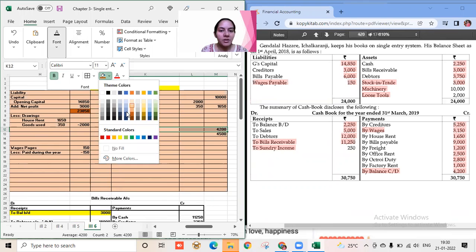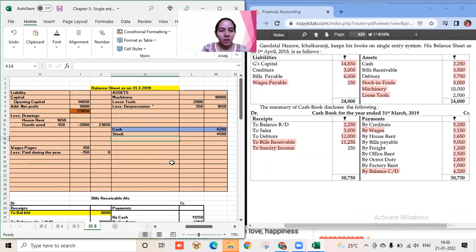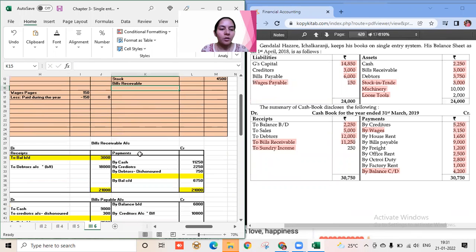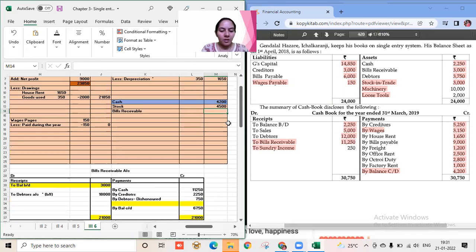We can check according to the opening balance sheet. Then have we written bills receivable? No. So let's write down bills receivable. Where will you get the closing balance? This is the bills receivable ledger. Balance carried down is the closing balance. So that is 6750. So write down bills receivable 6750.